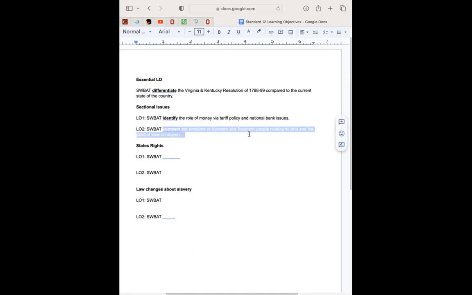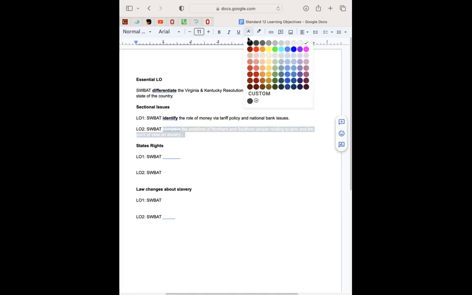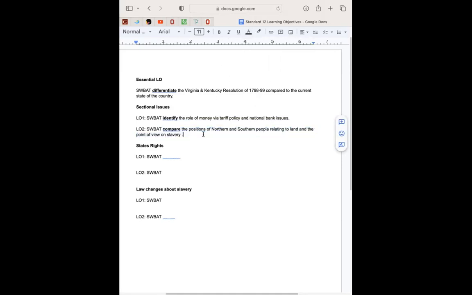to use there. The second learning objective that we are going to create using just this first piece of the standard: students will be able to compare the positions of Northern and Southern people relating to the land and point of view on slavery. So you could even say relating to the selling of land or the importance of land, and then their point of view on slavery.